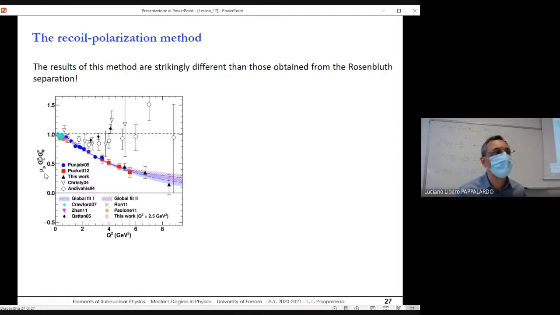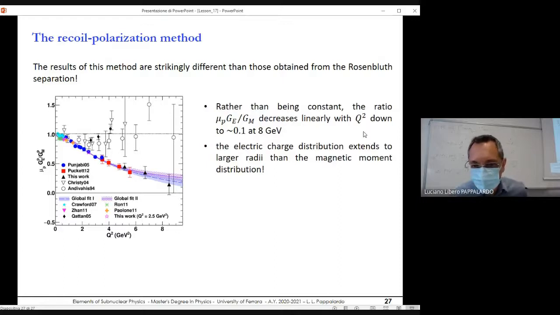So the ratio is exactly around 1 when you correct for the magnetic moment. However, with this new polarization technique, the data have a completely different behavior. You see, the ratio is not constant over q squared, but goes down actually quite rapidly, down to 0.1, 0.2 at the end. So this was of course a big problem, how to understand this difference, because the physics underlying is the same, but the technique is different. So rather than being constant, the ratio decreases with q squared down to 0.1 at 8 GeV, as you can see here. And this corresponds to saying that the electric charge distribution extends to a larger radius than the magnetic one. So the magnetic moment is more compact than the charge distribution in the proton, according to these results.